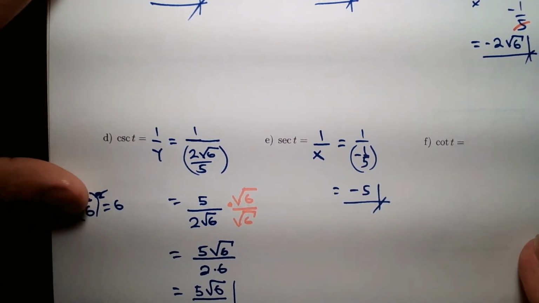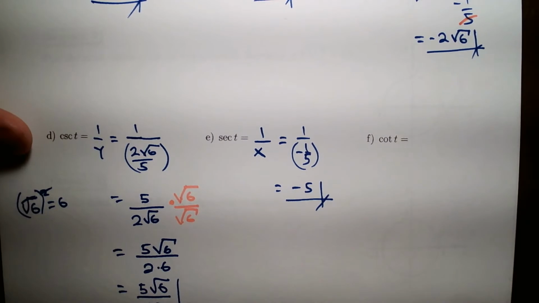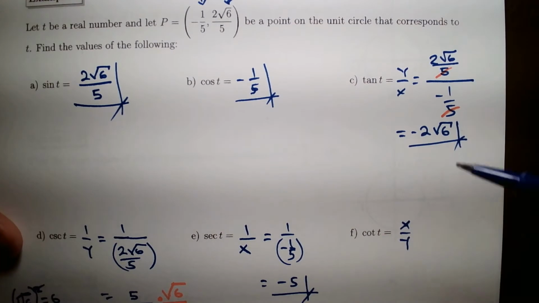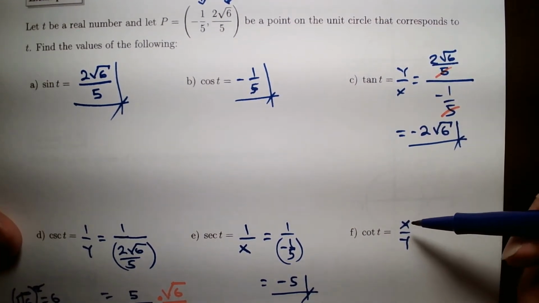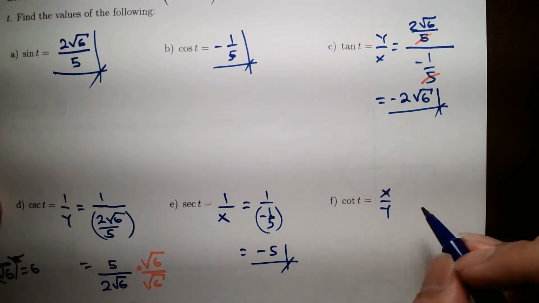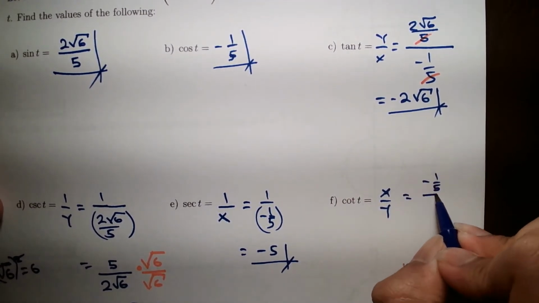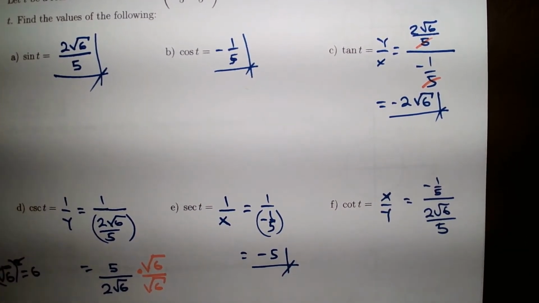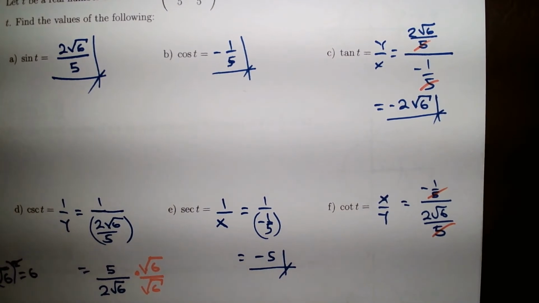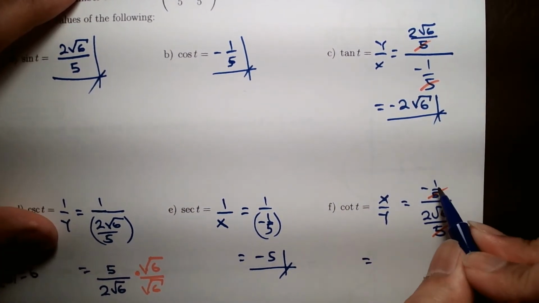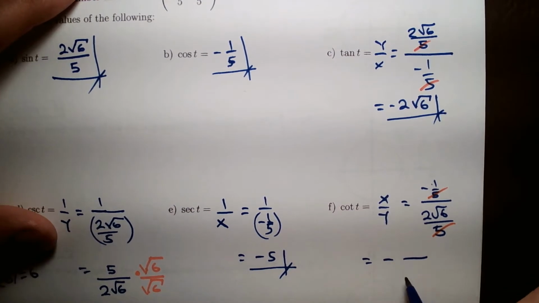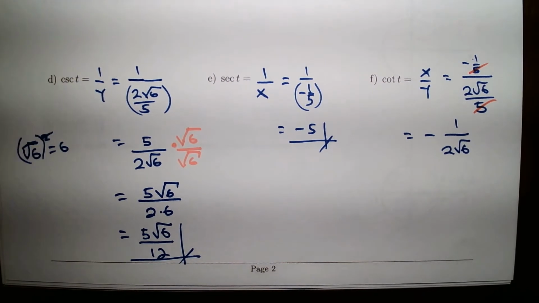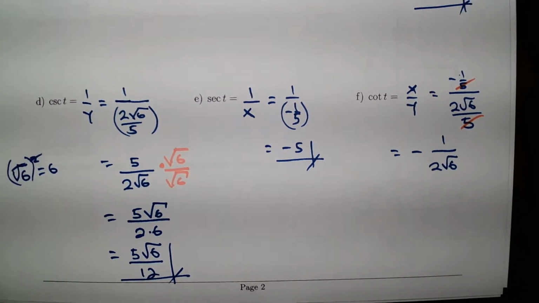Cotangent, on the other hand, that's this first example. That's x over y, which is the reciprocal of tangent. So if tangent was y over x, then the reciprocal has to be x over y. And in this case, negative 1/5 over 2 root of 6 over 5. And that's going to get us to cancel these 5's, leaving us essentially with negative 1 over 2 root of 6. But we need to rationalize this denominator, actually. It would be a good idea if we do.